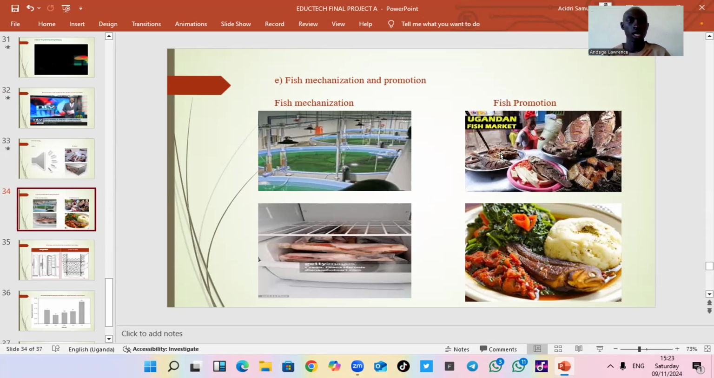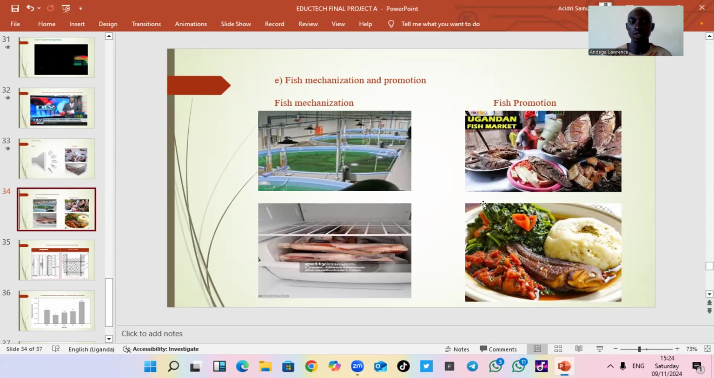And then one concept on fish preservation is also fish marketing. How can we preserve fish? We can preserve fish through fish promotion. And fish promotion can be how fish is consumed, especially in the market. And this can be done in restaurants and many others.